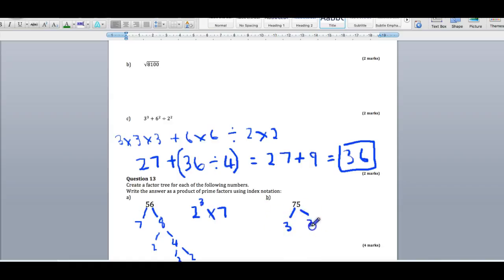All right, 75. For me, 25 stands out, so I'm doing 3 times 25. And then we have 5 times 5. So in index notation, it should be 3 times 5 squared. And as I said before, you can check your answer. So 2 cubed is 8. 8 times 7 gives you 56. This one here, 5 squared is 25. 3 times 25 is 75.